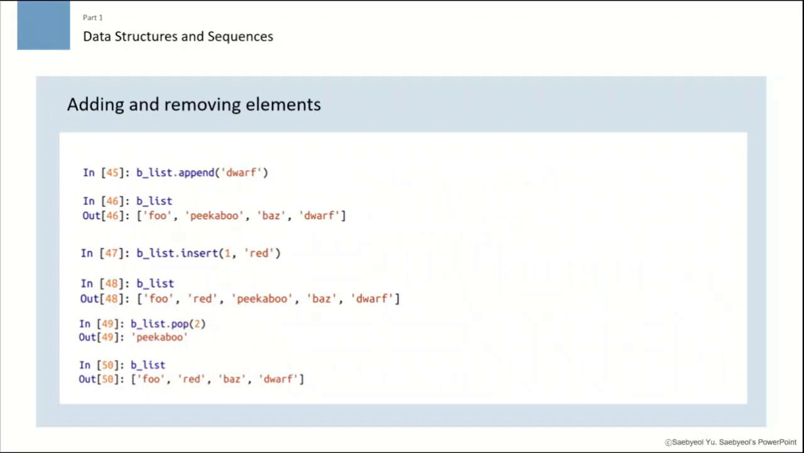Elements can be appended to the end of the list with the append method. Using insert, you can insert an element at a specific location in the list. The insertion index must be between 0 and the length of the list inclusive. The inverse operation to insert is pop, which removes and returns an element at a particular index.